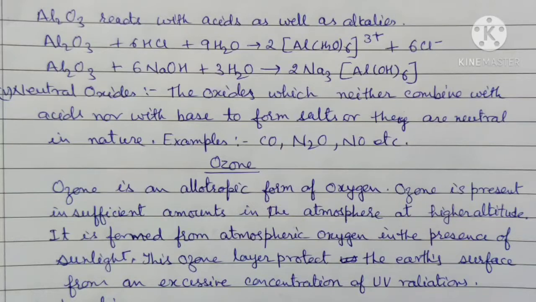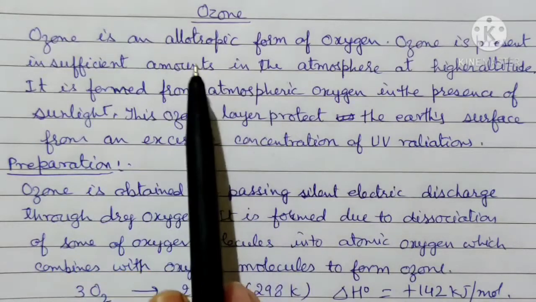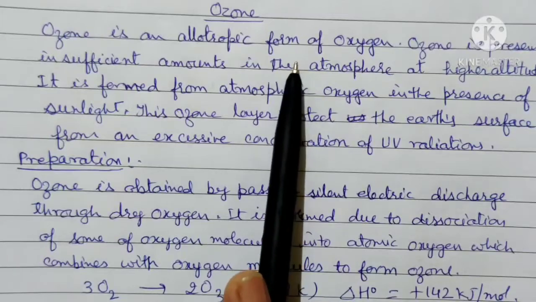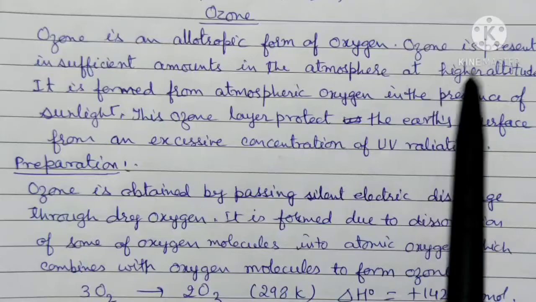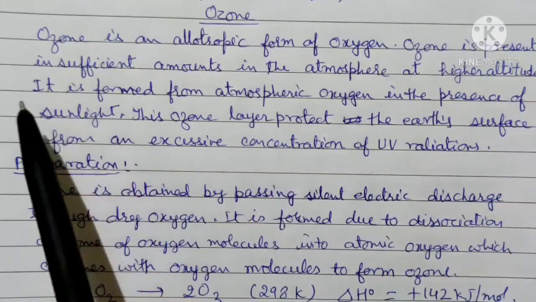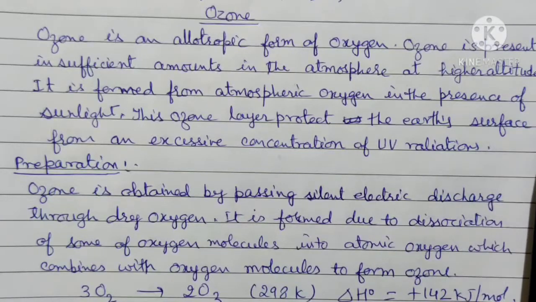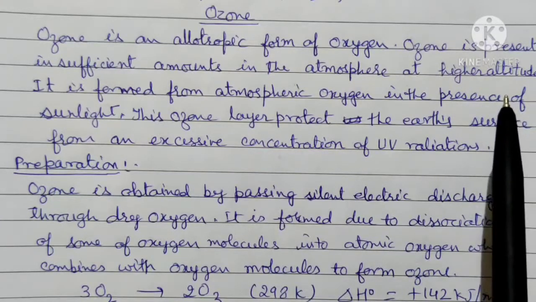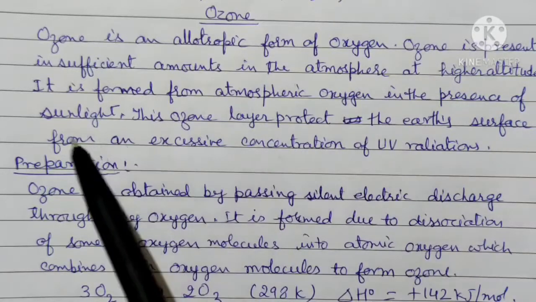Now we'll study the preparation and properties of ozone. So ozone is an allotropic form of oxygen. You know the non-metals show allotropy, so ozone is an allotrope of oxygen. Ozone is present in sufficient amounts in the atmosphere at higher altitude. You know the atmosphere is covered with a layer of ozone which is called the ozone layer.